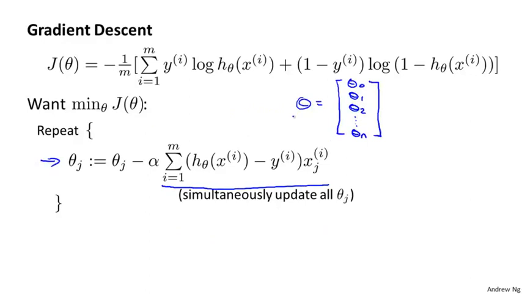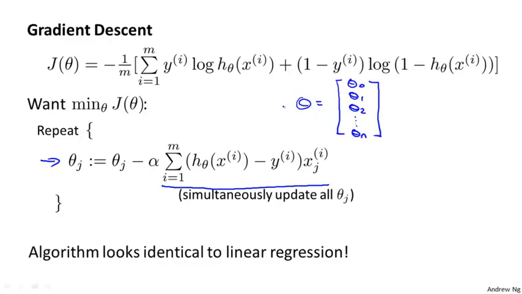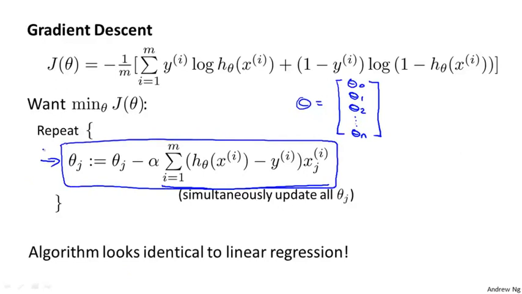Now, if you take this update rule and compare it to what we were doing for linear regression, you might be surprised to realize that this equation was exactly what we had for linear regression. In fact, if you look in the earlier videos at the gradient descent rule for linear regression, it looked exactly like what I drew here inside the blue box.